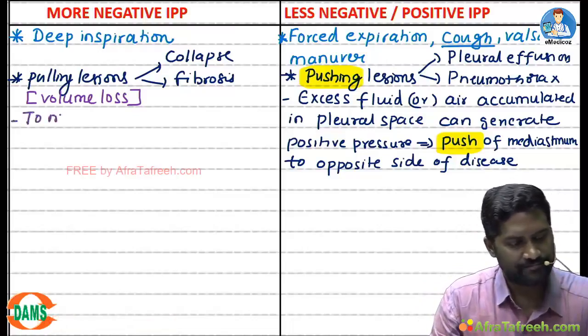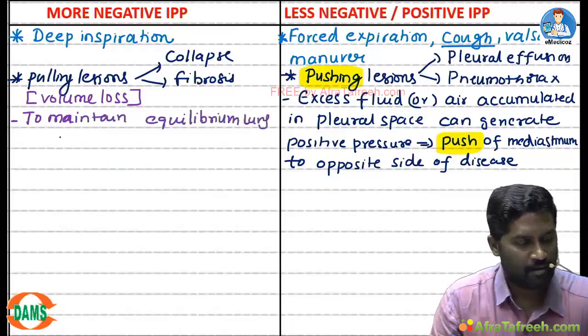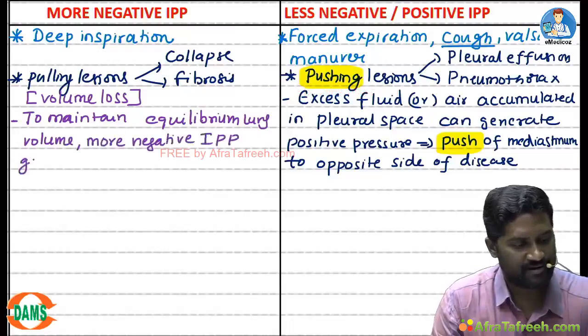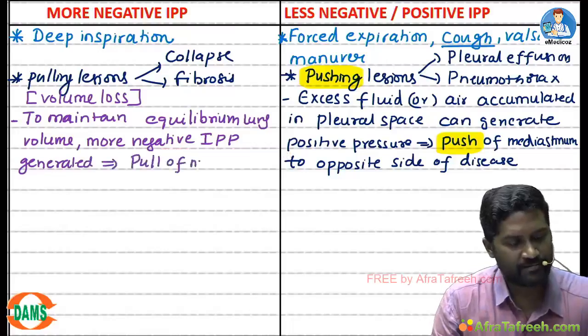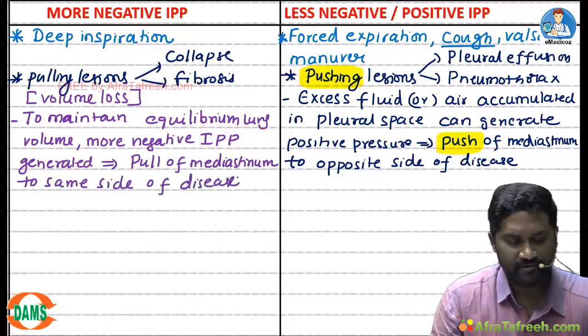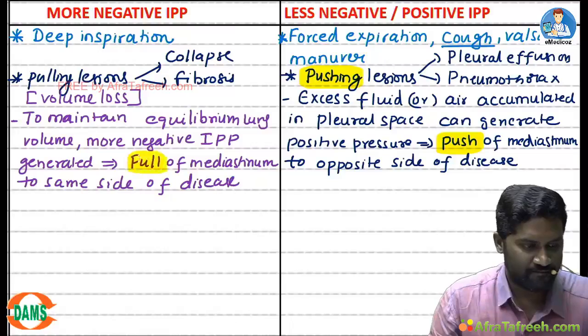To maintain equilibrium lung volume, more negative intrapleural pressure is generated, that results in pull of the mediastinum to the same side of the disease, because the disease is responsible for pulling the mediastinum. It is called a pulling lesion.